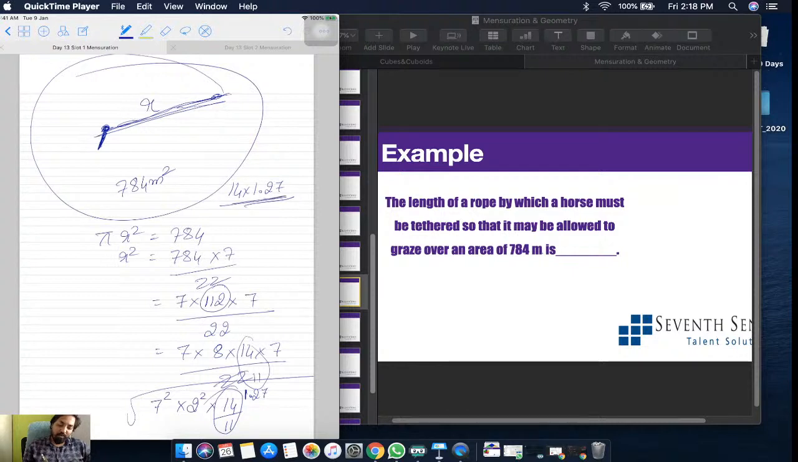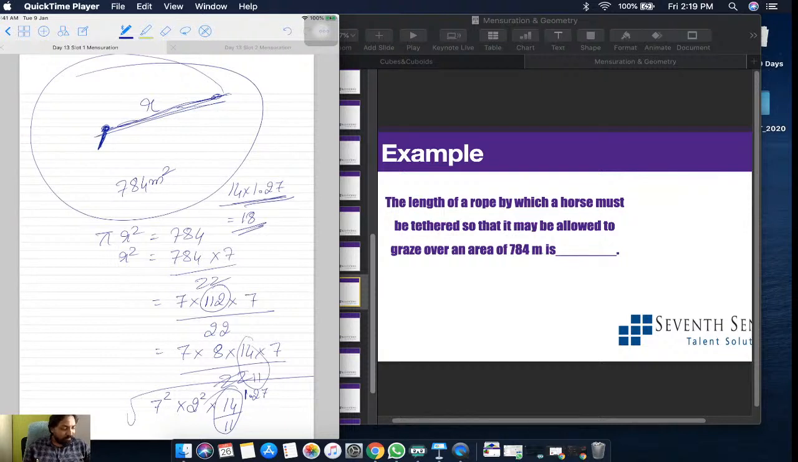14 into 1.27 is approximately 1.2, 2.8, 4.2, 0.4. It should be approximately 18, I think.